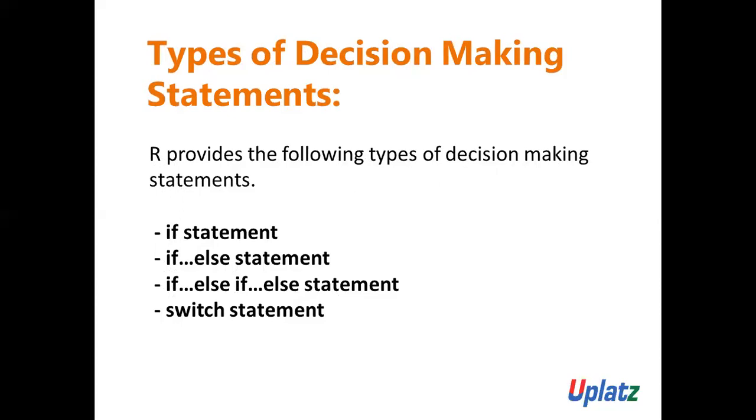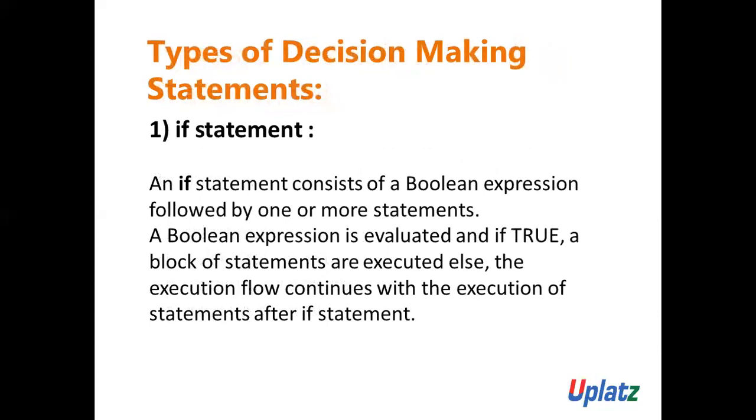Now we are going to proceed with each of these types of decision-making statements. Let's start with the first type, the if statement. An if statement consists of a Boolean expression followed by one or more statements. What is a Boolean expression? A Boolean expression is evaluated, and if true, a block of statements is executed. Otherwise, the execution flow continues with the statements after the if statement.